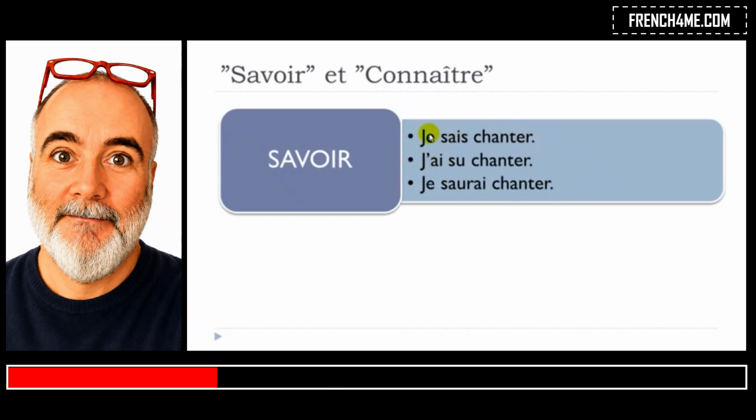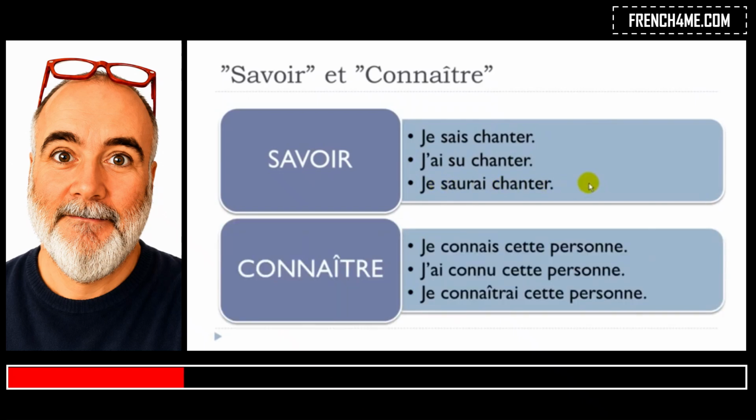If you put the same sentence at the passé composé, as we saw previously, the passé composé form of savoir goes like j'ai su chanter. And then the future form, je saurai chanter. So it's quite easy. Je sais chanter, j'ai su chanter, je saurai chanter. That's it. Let's see connaître now.